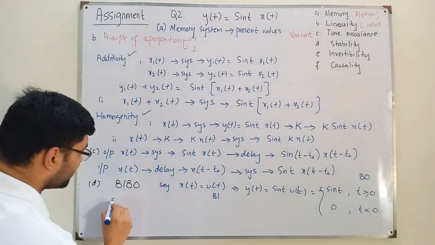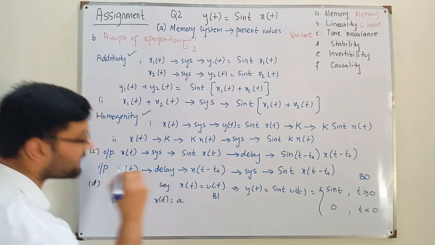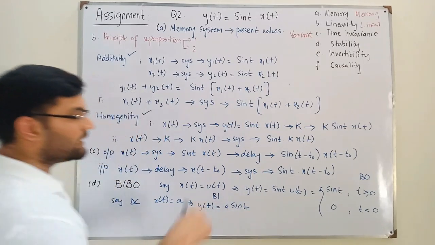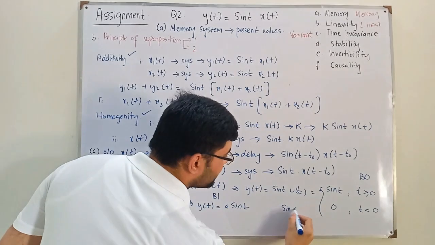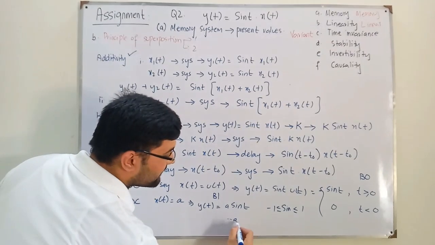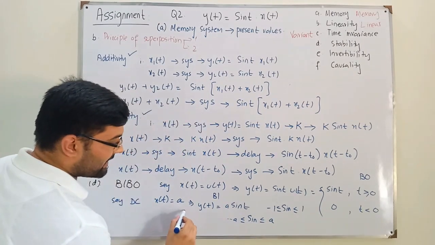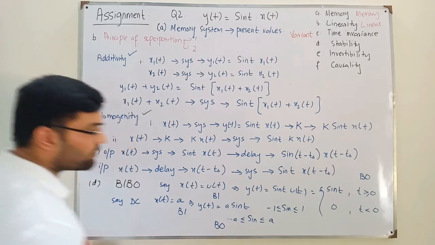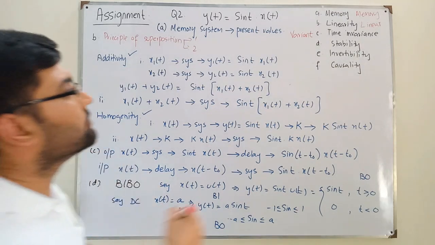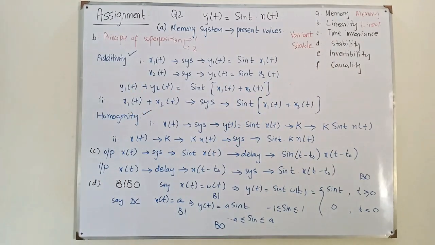Let's say I check for any other value, say a DC value. x of t is a DC value equal to A. So for this, what do you have? y of t would be equal to A times sine of t. Now you know that the range of sine is between negative 1 and positive 1. So if you are multiplying A with it, the range would now be from negative A to positive A. So again, for a bounded input, you have a bounded output. Which means the BIBO criteria is satisfied. Similarly, you can have any other bounded input for this. So this tells you that this system is a stable system. Is that okay?